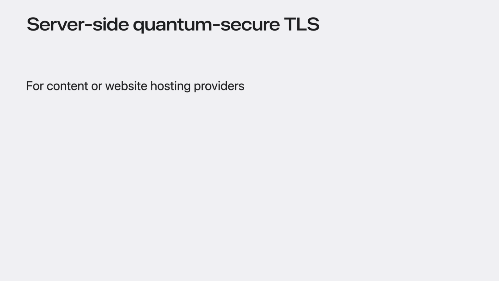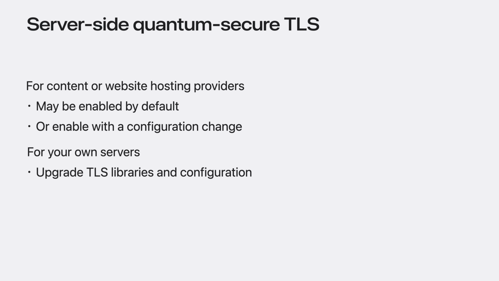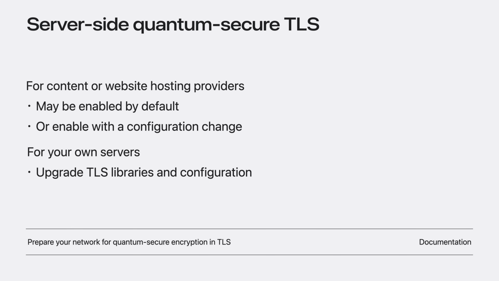The majority of developers use a content or website hosting provider. Most of these already have support for quantum secure encryption in TLS. It may be enabled by default, or you can easily enable it with a configuration change. When deploying your own servers, there's a bit more work involved, as you need to explicitly upgrade your TLS libraries and configuration. To learn more, read the documentation for how to prepare your network for quantum secure encryption in TLS.